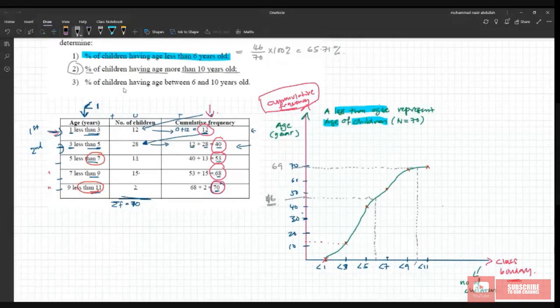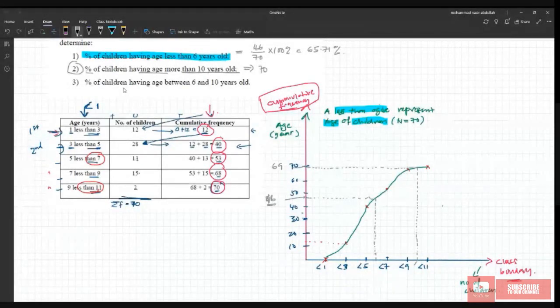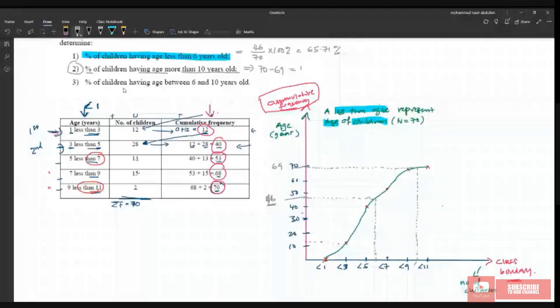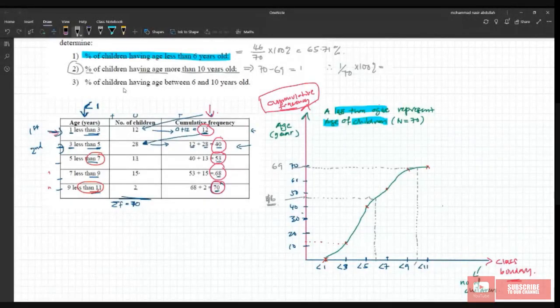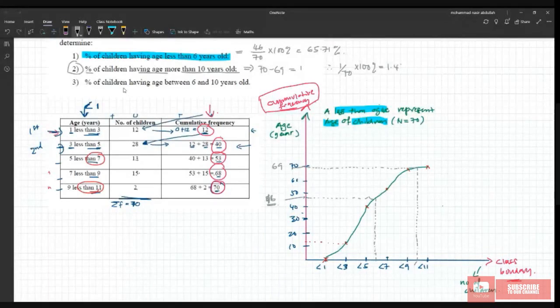If the number of children aged more than 10 years old, means 70 minus 69, which is multiplied with 100%. So this one is going to be 1.43%, right? Are you okay? If you have a question, then you can write it into the chat room.